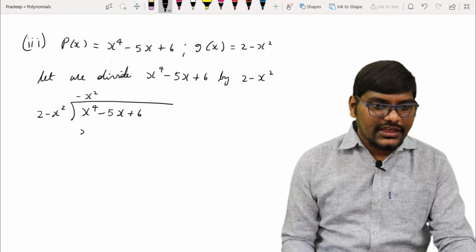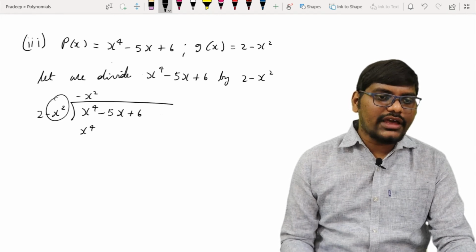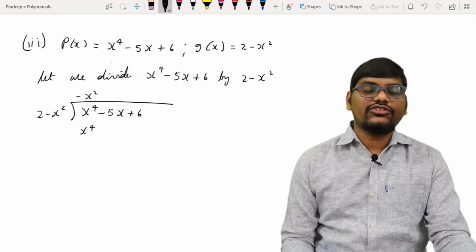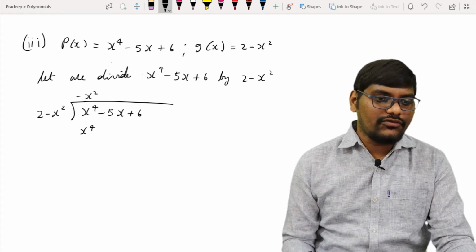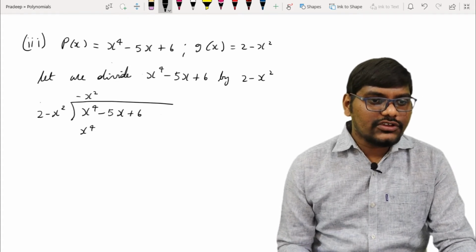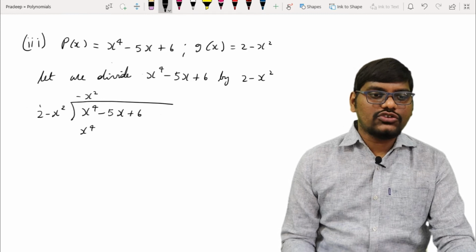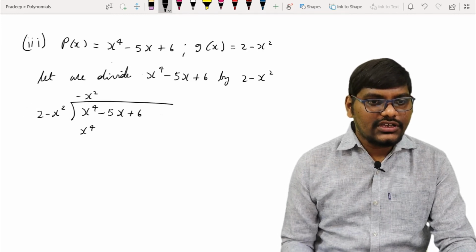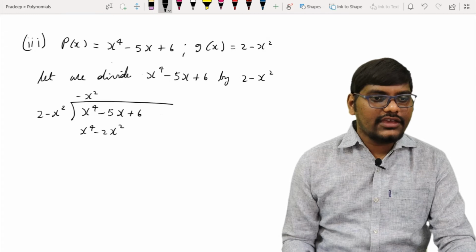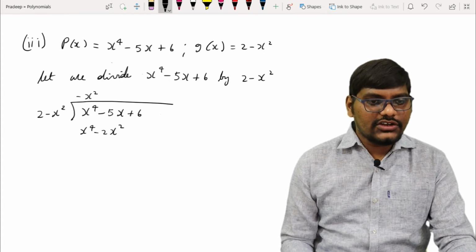So I can write here x power 4. So this is already minus x square and this is minus x square, so minus into minus is plus x power 4. Okay, so the same we should multiply for 2 also. So 2 into minus x square is how much? That is minus 2 x square. Okay, so let's solve this.